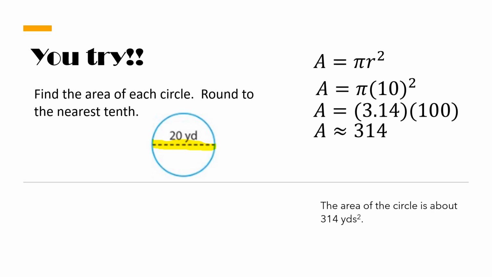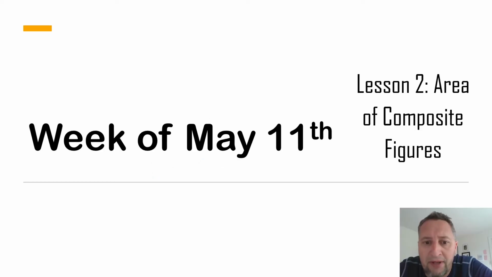That means the area of this circle is about 314 yards squared. Though the direction said to round, my answer does not need to be rounded. Okay, that wraps up lesson 1 for the week of May 11th. So now we're going to head to lesson 2, which is going to be area of composite figures.